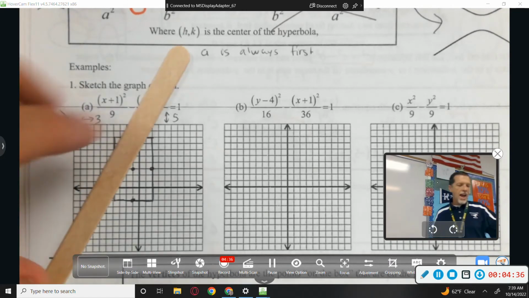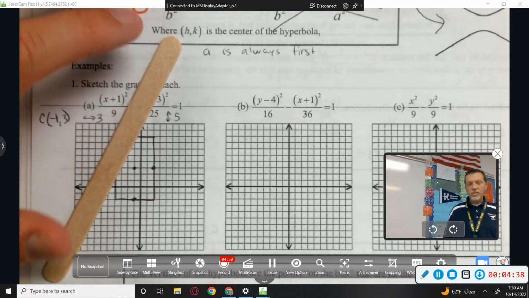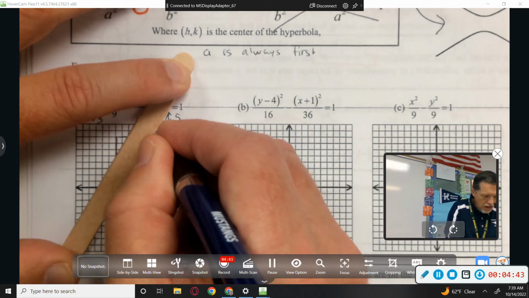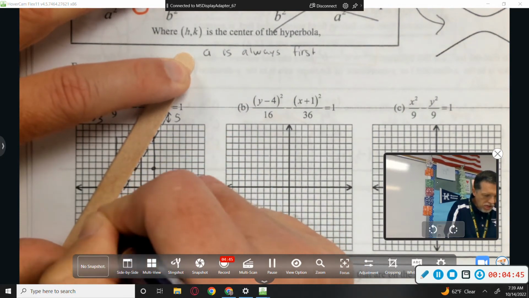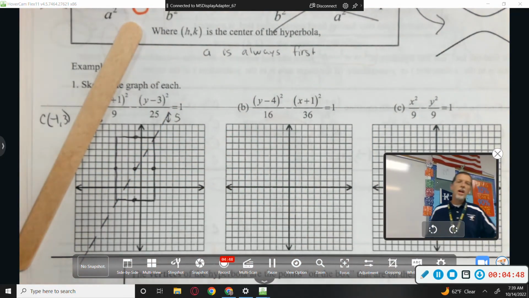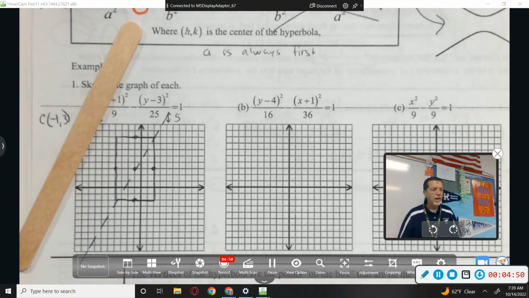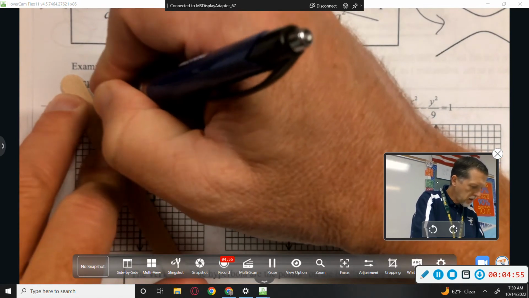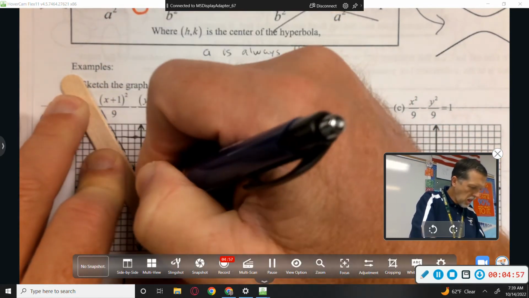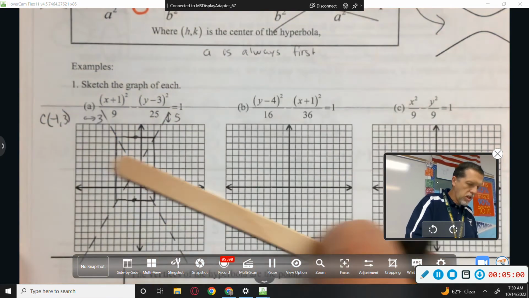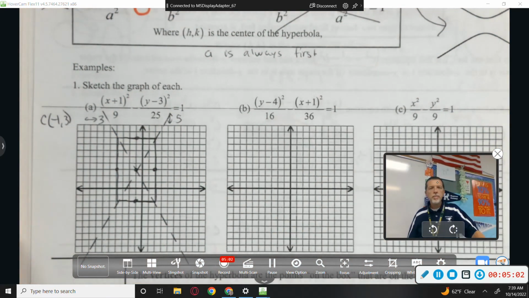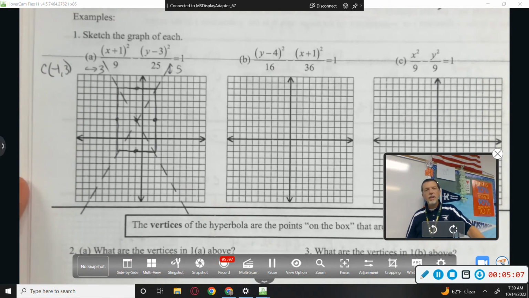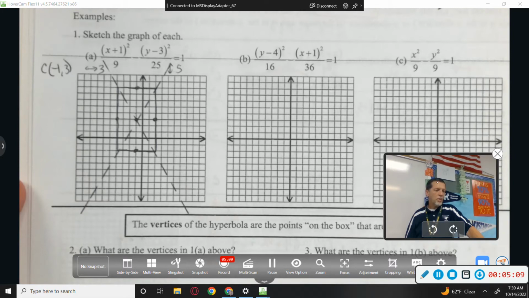Next, we're going to draw the diagonals of the box. So use a straight edge, an ID, a popsicle stick, whatever. I'm going to use dash lines because those are going to become asymptotes for us. The diagonals of the box. Now we're ready to sketch in the U's, the actual hyperbola.